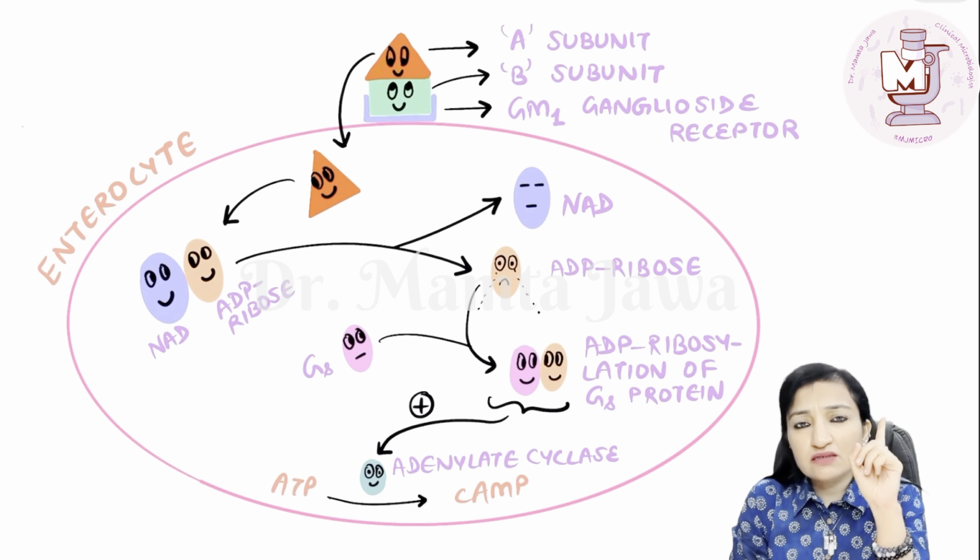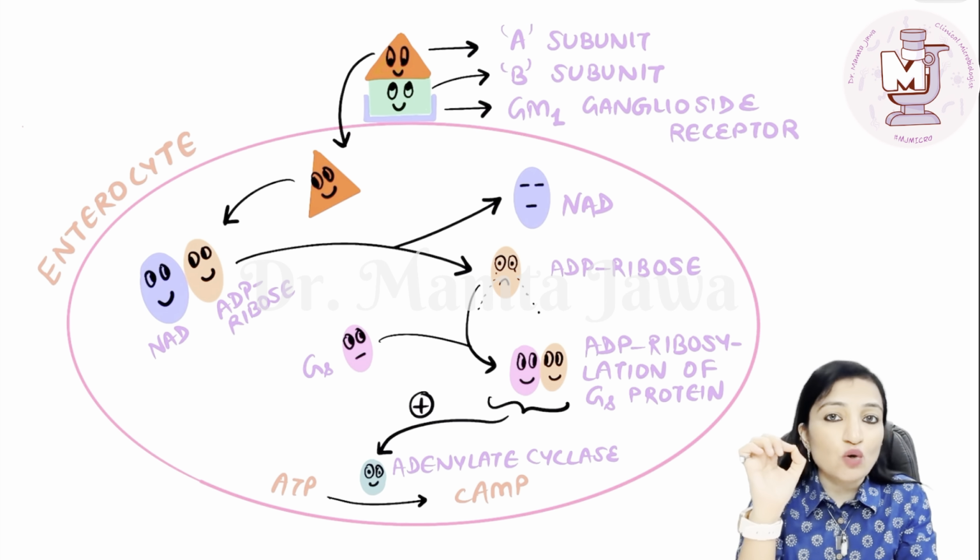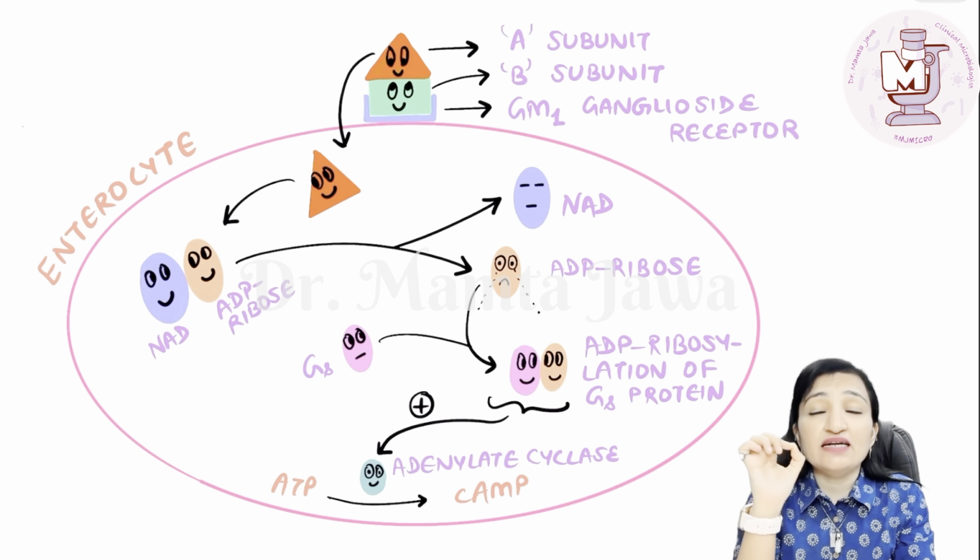Please remember the exact same mechanism of action is encountered with the labile toxin of ETEC, that is enterotoxigenic E. coli. But why are we so afraid of cholera? We are afraid of cholera because cholera toxin is 100 to 1000 times more potent than the labile toxin of ETEC. Therefore, the patient can very rapidly lose fluid and electrolytes, and if not treated in time, the patient can land up with shock and its complications. Please remember this. Okay?